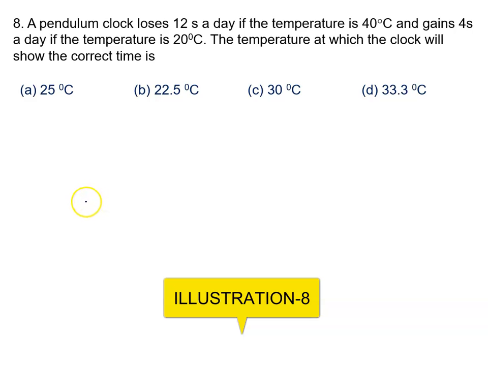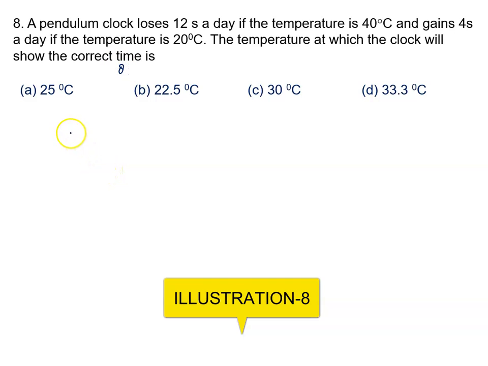A pendulum clock loses 12 seconds a day if the temperature is 40 degrees Celsius and gains 4 seconds a day if the temperature is 20 degrees Celsius. The temperature at which the clock will show the correct time is? Let's say the correct time temperature is theta degrees Celsius.